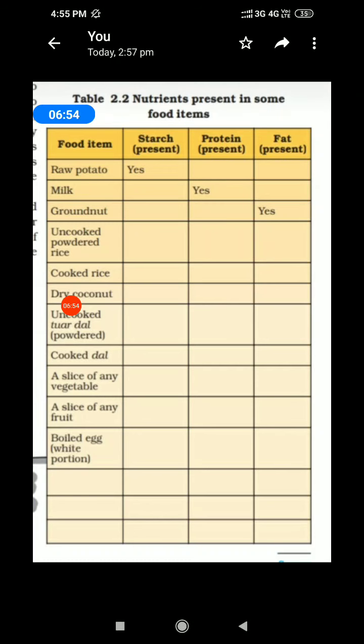Next, a slice of any fruit. A slice of any fruit also, all are absent. Starch, proteins and fats are absent. Then boiled egg white. Boiled egg white portion, the presence of proteins. That's all. All of you note the answers.